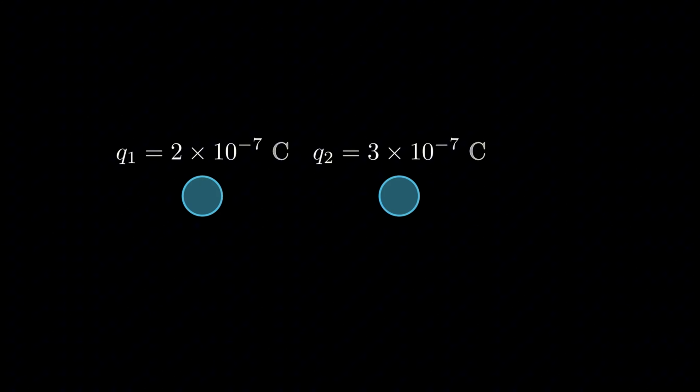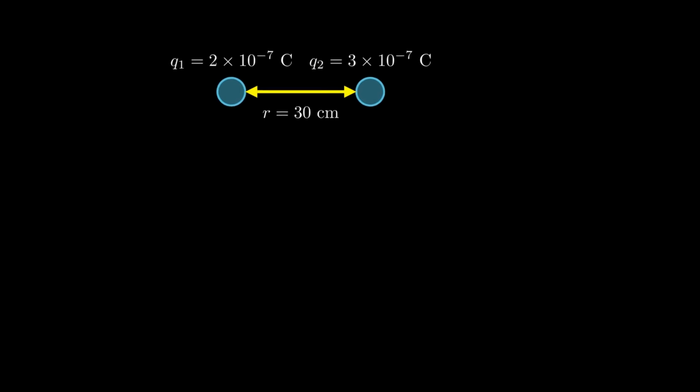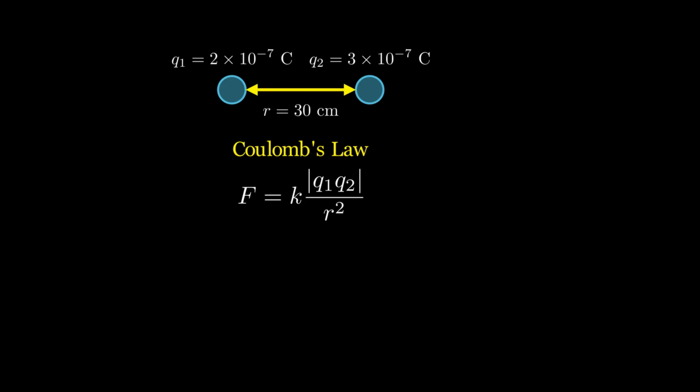Charge 1 is 2 times 10 to the power minus 7 coulombs and charge 2 is 3 times 10 to the power minus 7 coulombs. They are separated by a distance of 30 centimeters in air. To find the force between them, we will use Coulomb's law, which is F equals K times the product of magnitude of the charges divided by the distance squared. We note that K is Coulomb's constant, which is 9 times 10 to the power 9.